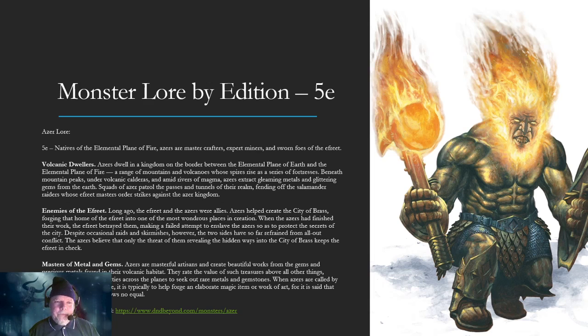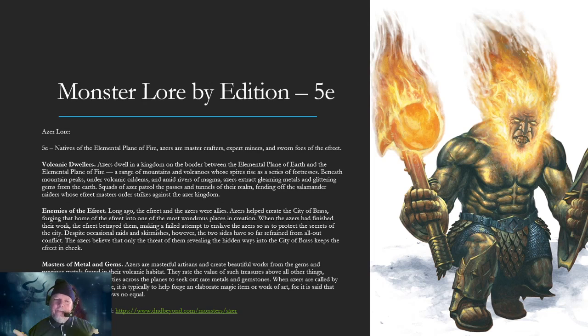Volcanic dwellers. Azers dwell in a kingdom on the border between the elemental plane of earth and the elemental plane of fire, a range of mountains and volcanoes whose spires rise as a series of fortresses. Beneath mountain peaks, under volcanic calderas, and amid rivers of magma, Azers extract gleaming metals and glittering gems from the earth. Squads of Azer patrol the passes and tunnels of their realm, fending off the salamander raiders, whose Ifrit masters order strikes against the Azer kingdom. Oh, okay. So a little bit of politics and stuff going on here.